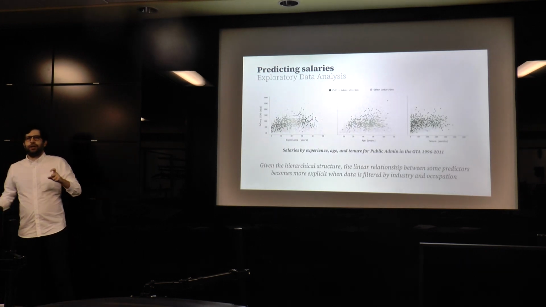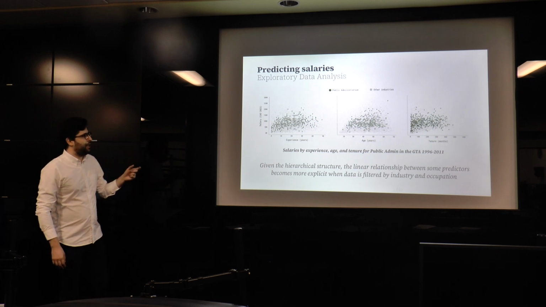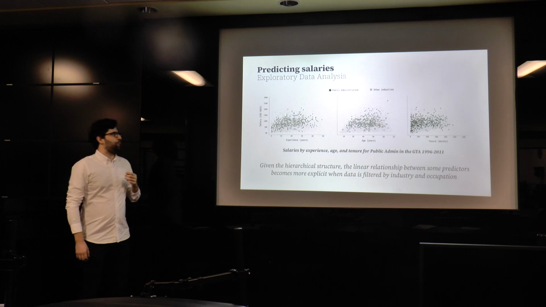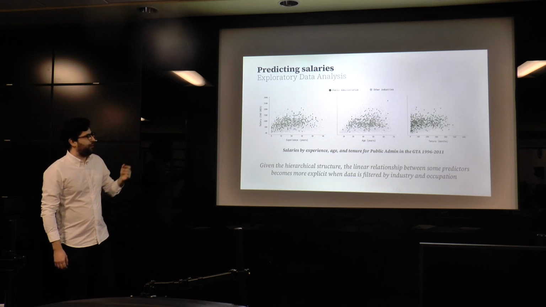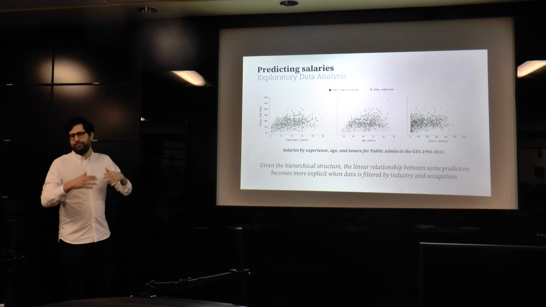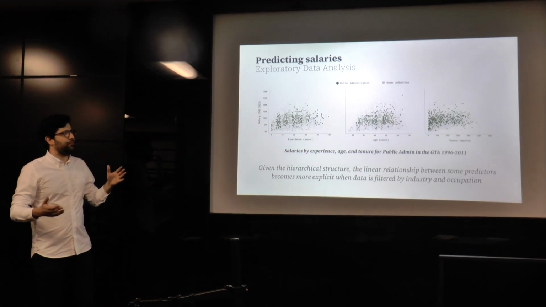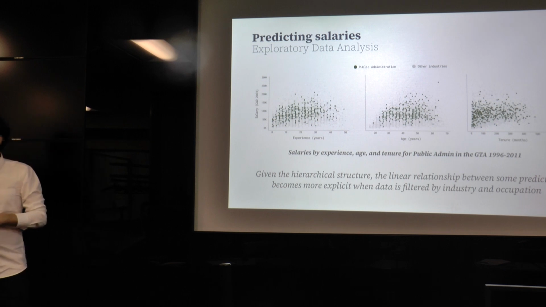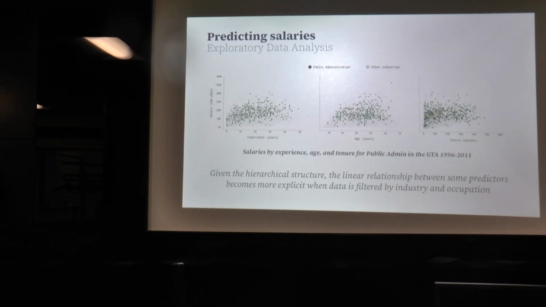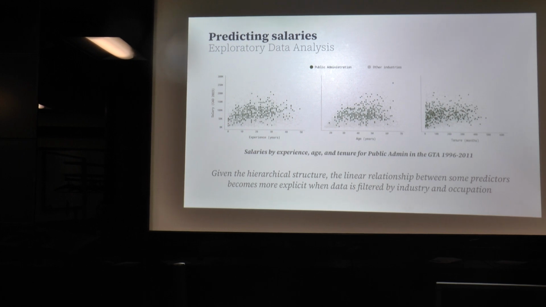Once we filter this data by one specific industry, here I chose public administration, we can see that the relationship becomes clearer. Still, we have that variance, but the relationship is clearer. So this is evidence that, given the hierarchical structure, if we introduce that structure in our modeling, we could get better results.